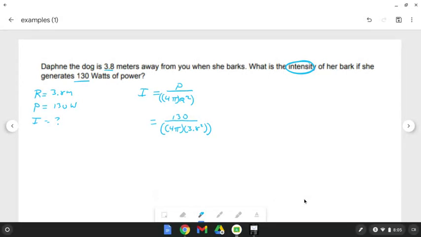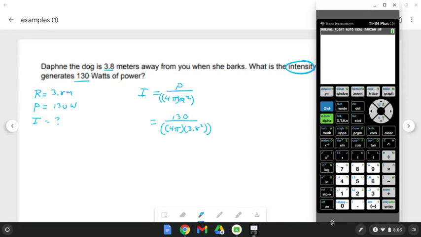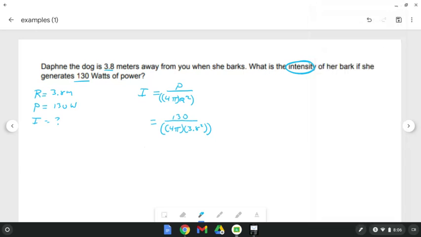This is how I plug it right into my calculator. I'm going to say 130 divided by double parenthesis 4 pi, 3.8 squared, double parenthesis to end. Hit enter, and I get 0.716. Let's say 0.72.